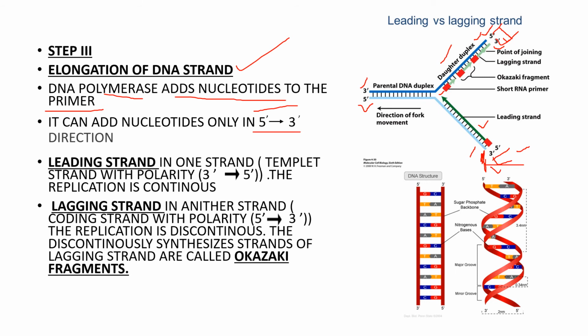DNA synthesis will happen in two ways. One we call the leading strand, the other we call the lagging strand. Now let's see what the leading strand is. If you take this strand here, what happens? Since the newly synthesized strand is running in 5' to 3' direction, there won't be any problem. The addition of nucleotides will be continuous. The strand will be continuous because its polarity is 5' to 3'.